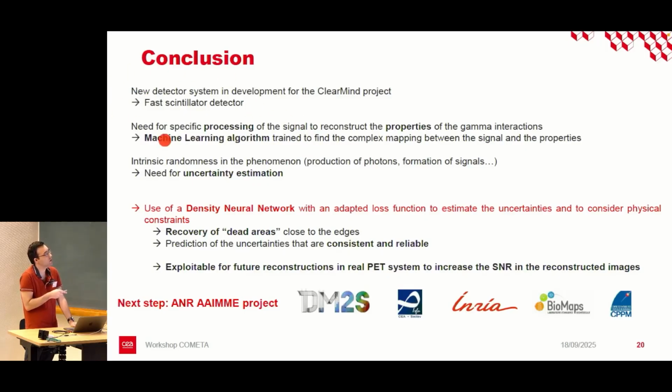A fast scintillator detector. We had a need for specific processing of the signal because of the complexity of the signal and the fact that we need the uncertainty associated with the prediction because of the intrinsic randomness of the phenomenon. So we used a density neural network with an adapted loss function to estimate the uncertainties. By using these neural networks, we had a recovery of the dead areas close to the edge, so that means we can exploit a larger surface of the detector. And also, we were able to predict uncertainties that are consistent and reliable, and we can exploit them for future reconstruction in real PET systems to increase the signal-to-noise ratio.